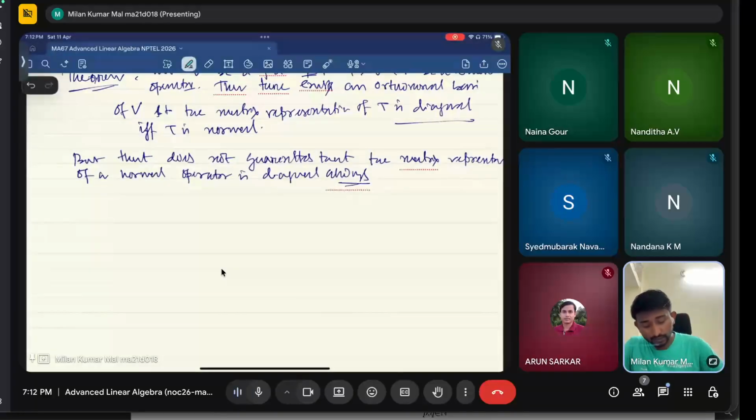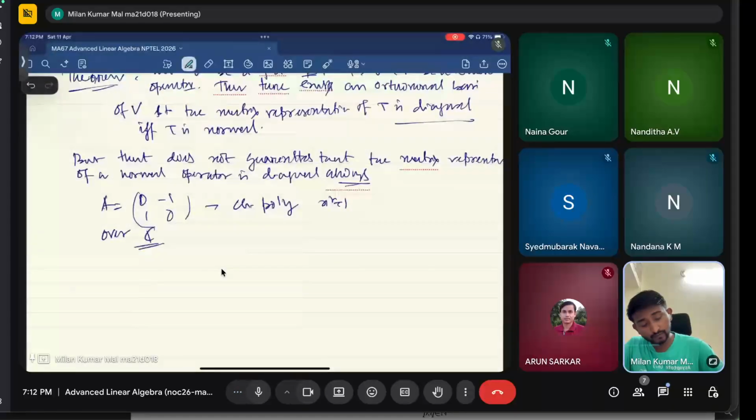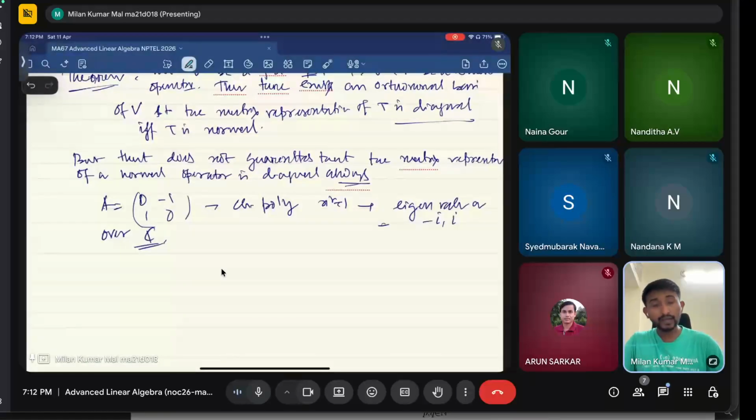For example, consider A equals the older one, minus 1, 1, 0. We know the characteristic polynomial is x square plus 1. Now let's consider this over C, the complex field. Then the eigenvalues are minus i and i, where i is the square root of minus 1. Basically, the characteristic polynomial will be x minus i times x plus i. So here we have two distinct roots, so A is diagonalizable, right?